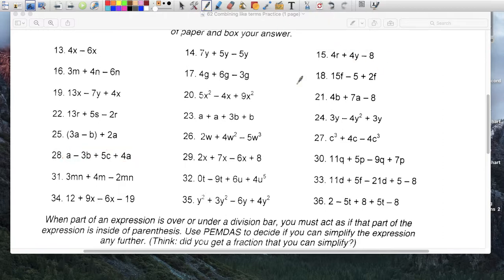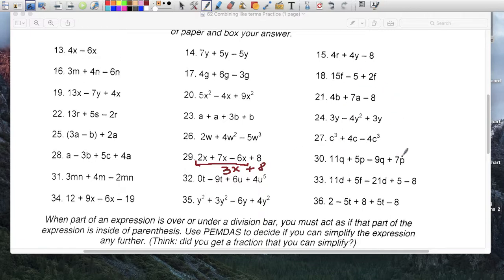29. So these 3 are the same, right? I don't even have to circle anything because all my like terms are the same. So this becomes 2 plus 7 minus 6. 2 plus 7 is 9, minus 6 is 3x, and then the plus 8 at the end.